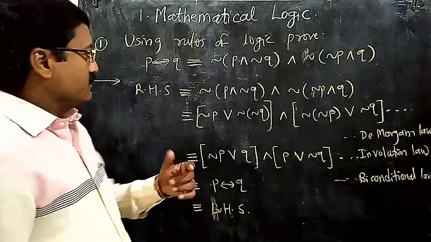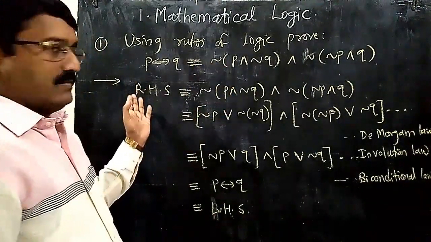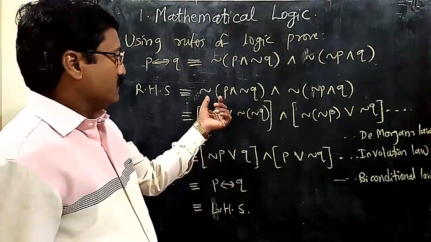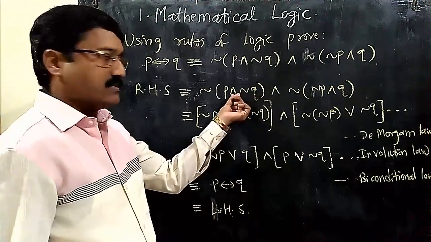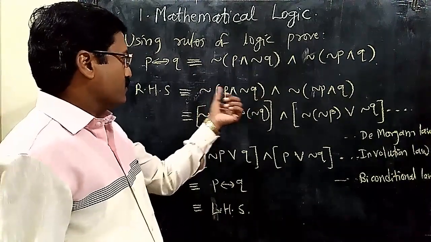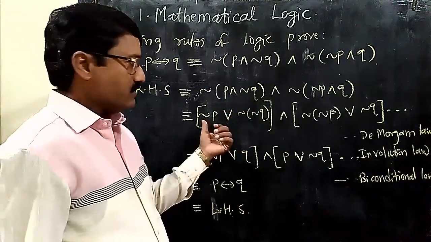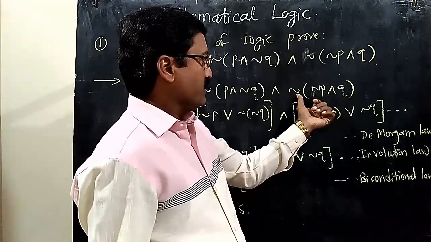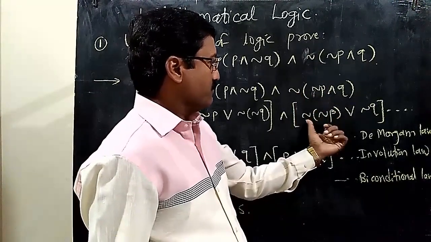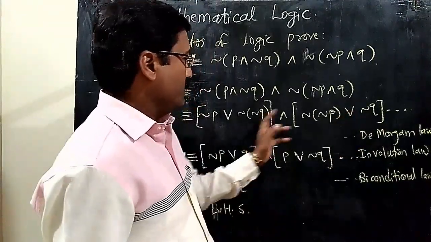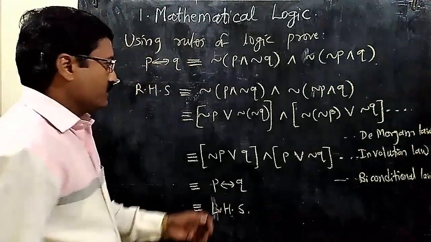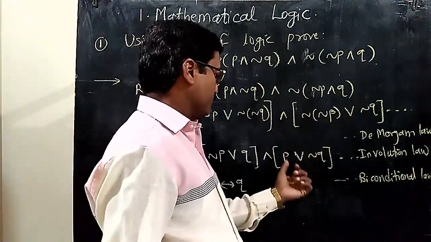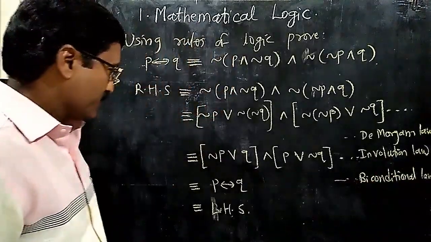So what we have done here, let us see once again. First we have taken RHS as it is. Here this negation is over this bracket, and this bracket contains conjunction first. So applying negation over conjunction, we get disjunction of their negations. In the second bracket also negation over conjunction, so applying negation over conjunction, we get disjunction of their negations. This is by De Morgan's laws. Here double negations are there, so applying double negation, we get that statement itself, and it is by involution law.